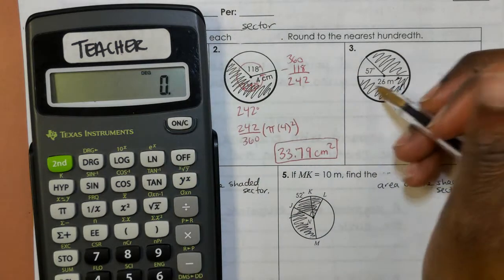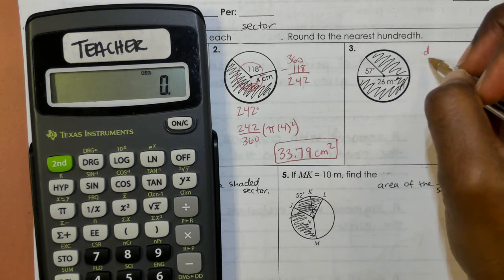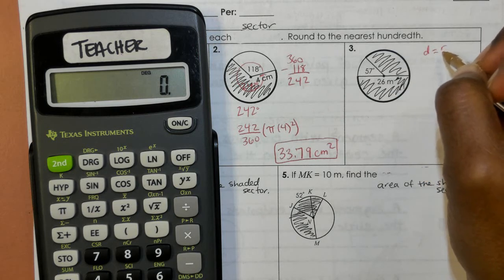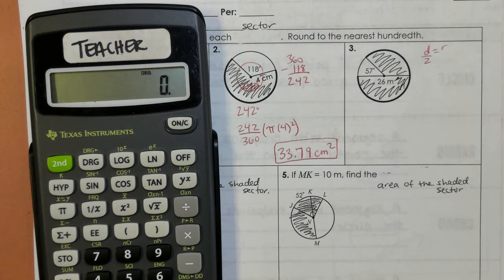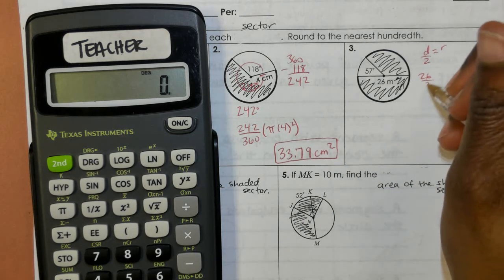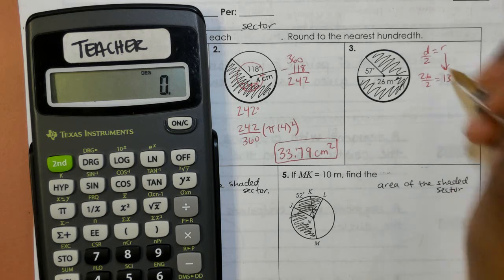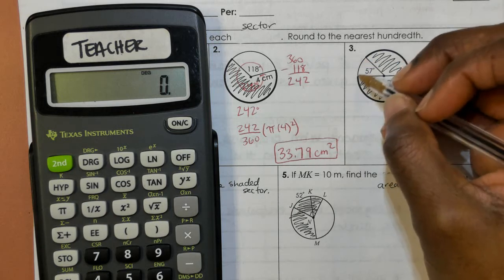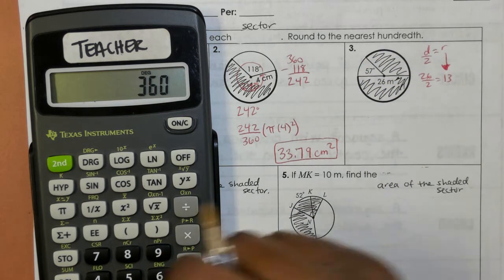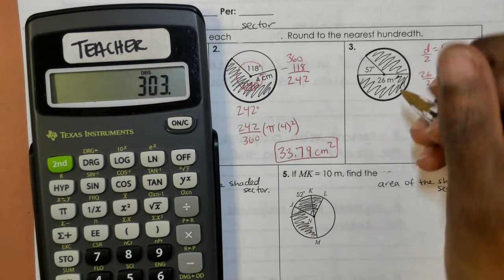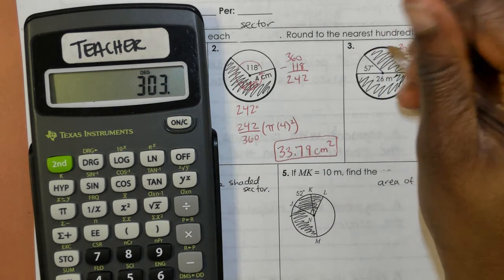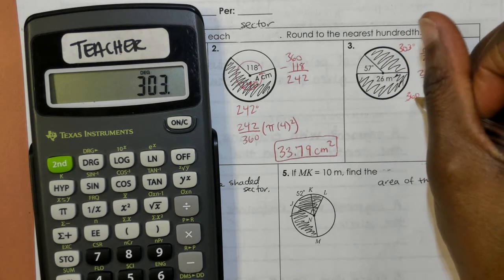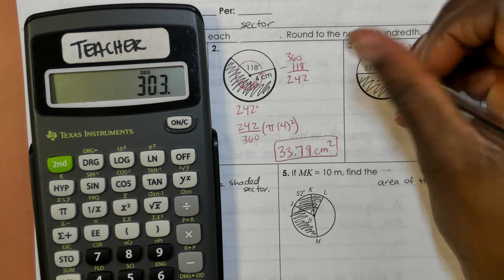Okay, number 3 is a little bit different because they give you the diameter here, and in the formula you need radius. So remember, if we cut the diameter in half, that gives us the radius. So the radius for this problem would be 13. And again, they give us the non-shaded arc. We want the shaded arc. So we would do 360 minus 57. So this arc is 303 degrees. So again, 360 minus 57 gets us this part that's shaded.